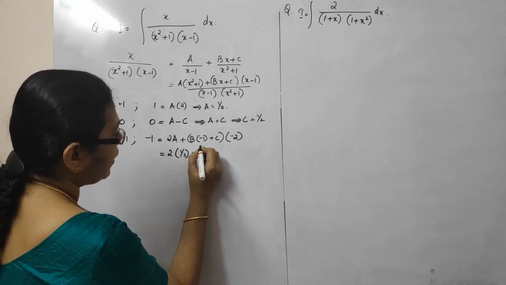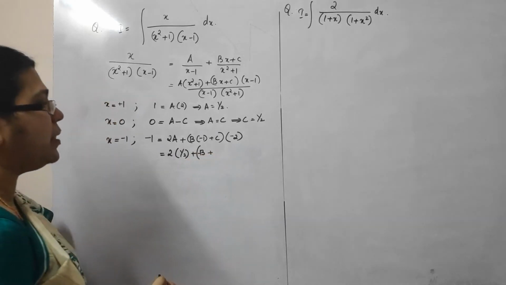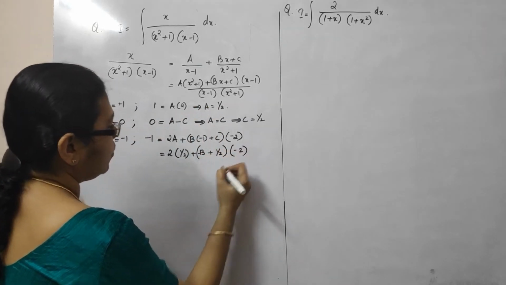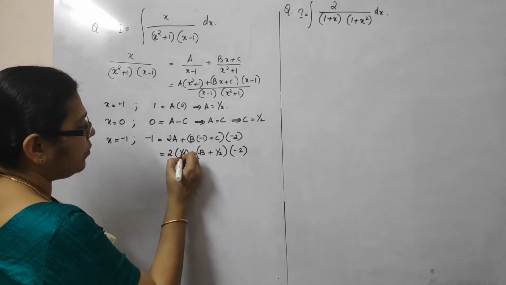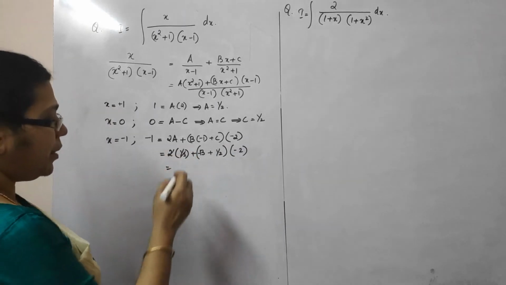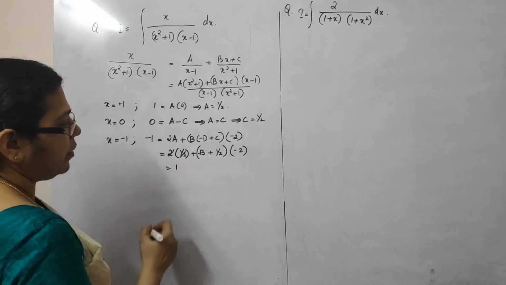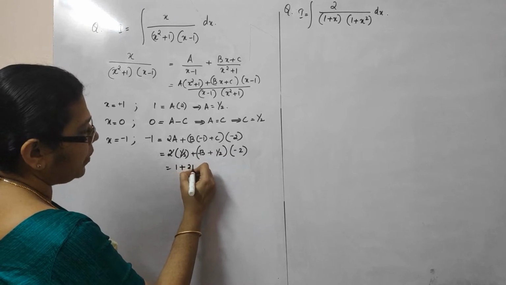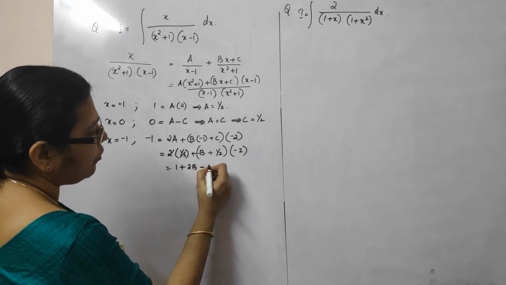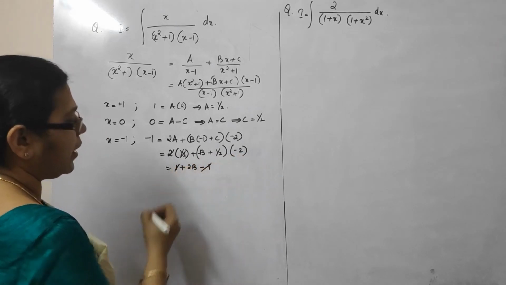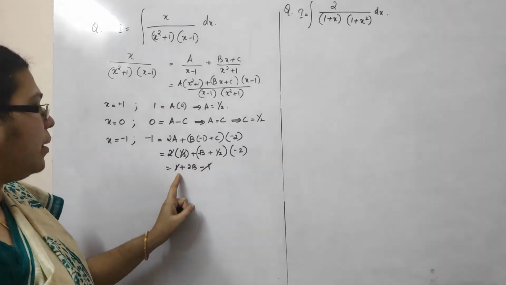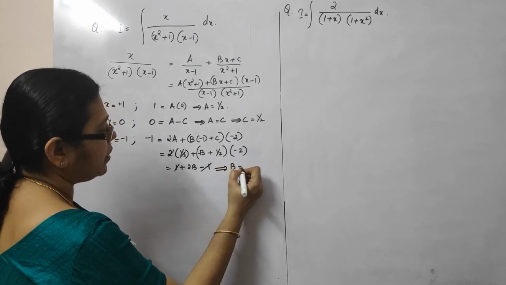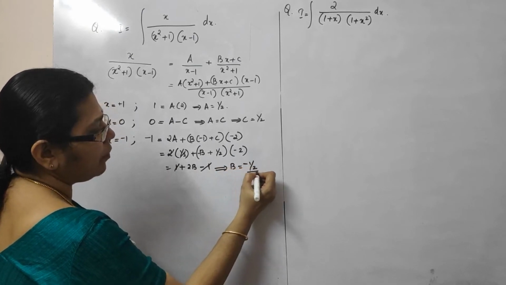Plus, what is the value of C? That is 1 by 2 into negative 2. Okay, so this gives me 1, and 2 and 2 get cancelled. That gives me 1, minus of B, then minus of 1. So this and this cancel, 1 and minus 1 cancel. This implies what is B? B is equal to negative 1 by 2.